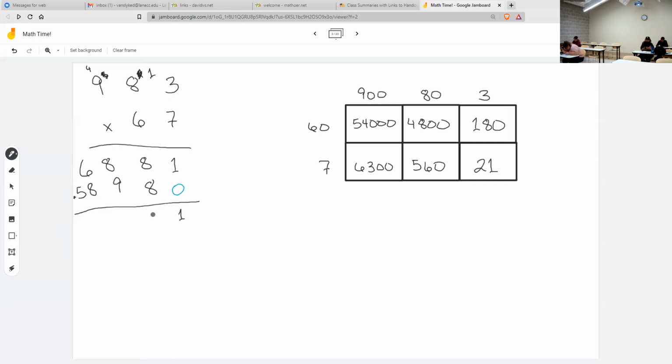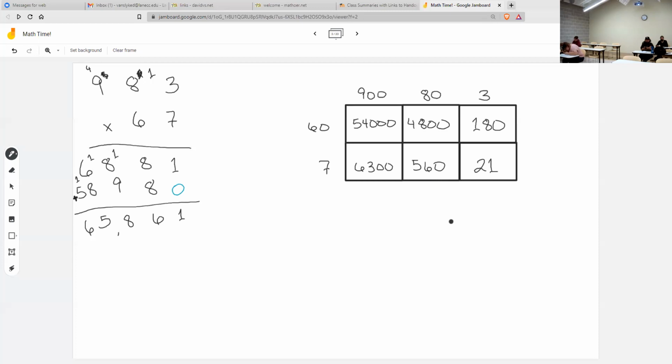1, 8 and 8 is 16. 9 and 1 is 10. 8 more makes 18. 7 and 8 is going to be 15. That looks like a dot, and it should be a plus. Get a plus. There we go. 5 and 1 is 6. So we got that answer that way.